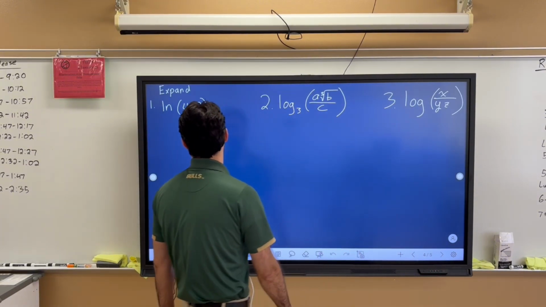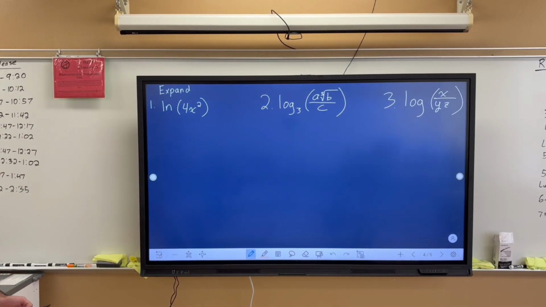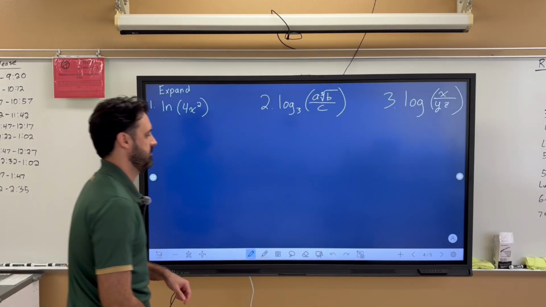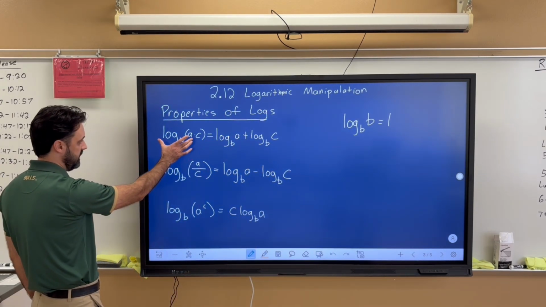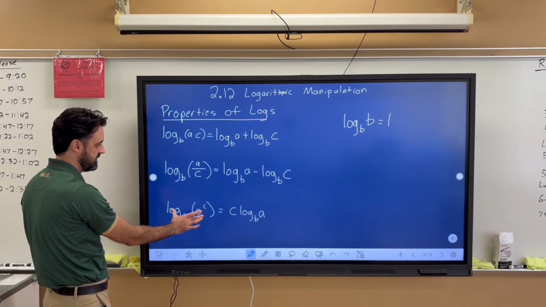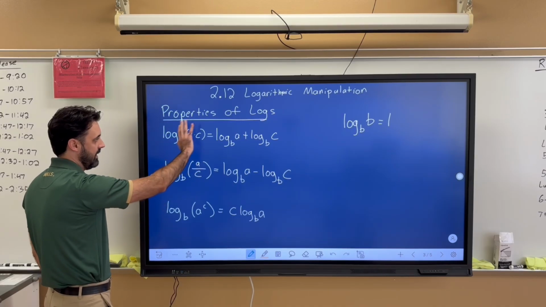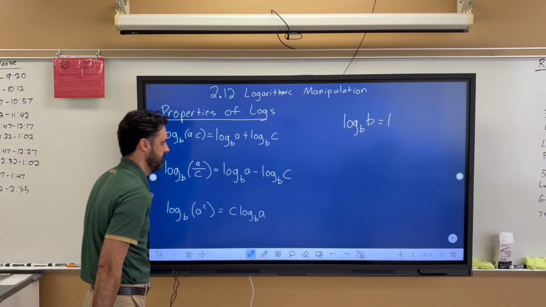All right, so I've got three problems here that we're going to expand out. And so what that means is we're going to start with something like one of these three that's to the left of the equals. And we're going to write it as whatever's on the right side of the equal sign.